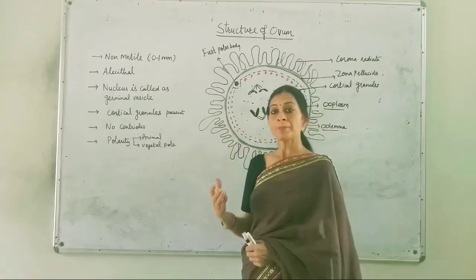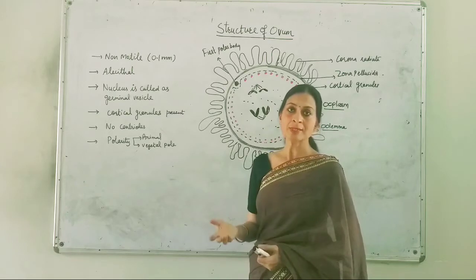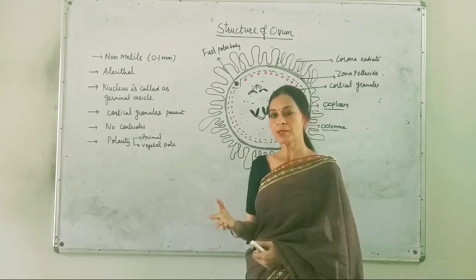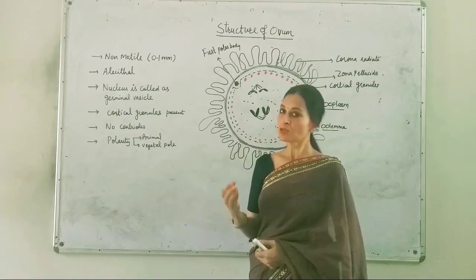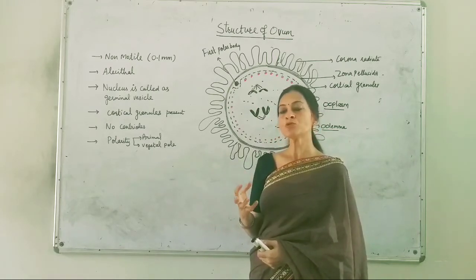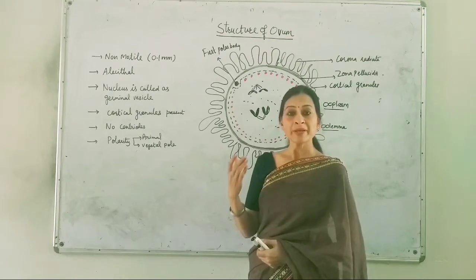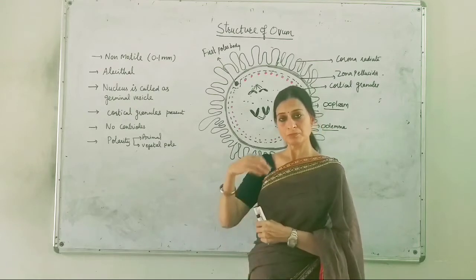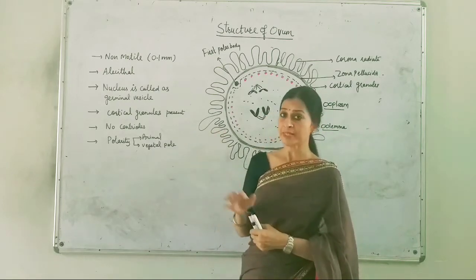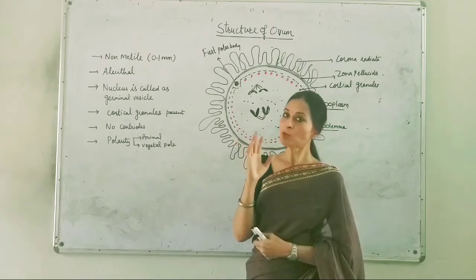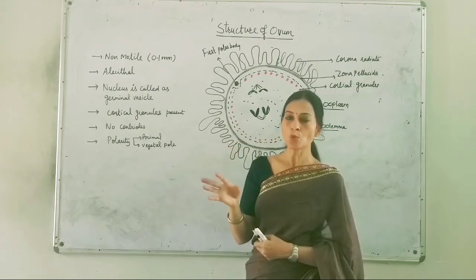The developing egg, or you can call it the secondary oocyte, is liberated from the ovary by rupturing the Graafian follicle there. And you know that the secondary oocyte is in metaphase second, meaning meiosis second is going on in that secondary oocyte, and when meiosis second is completed, only then will it convert into an ovum.